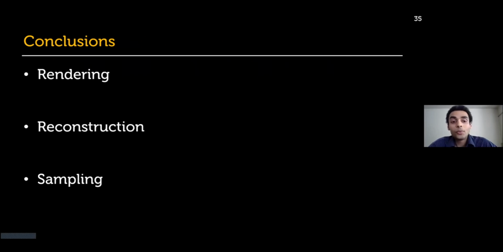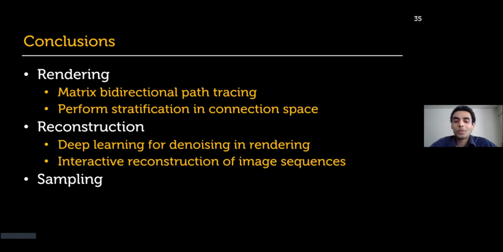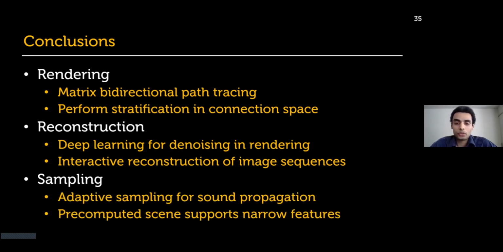We introduce a new rendering algorithm that performs stratification in connection space by utilizing the spatial relationship between subpath vertices. We present a machine learning technique to reconstruct a sequence of Monte Carlo images at interactive rates for extremely low sampling budgets. And finally, we develop an adaptive sampling technique to capture acoustic effects for narrow thin features within a practical budget of pre-compute and runtime memory.